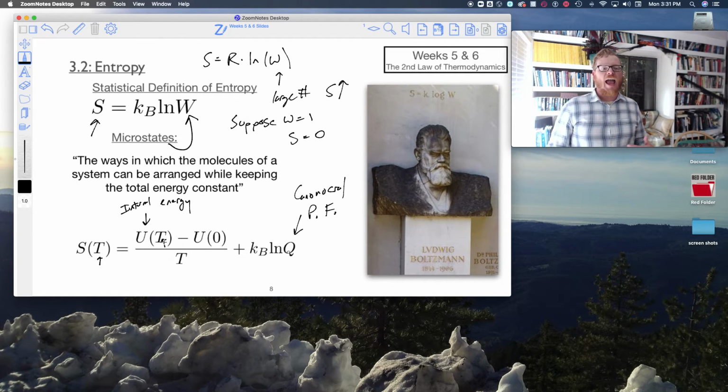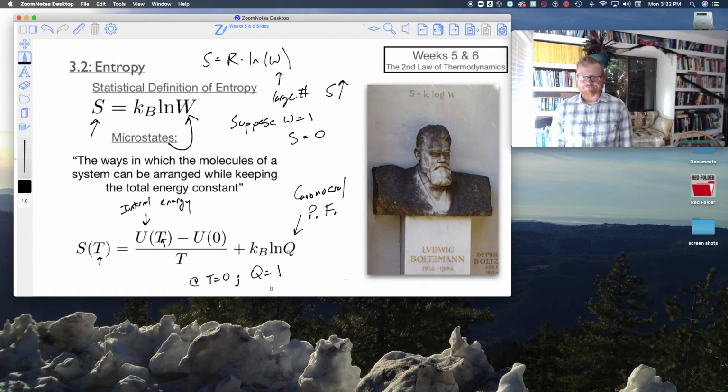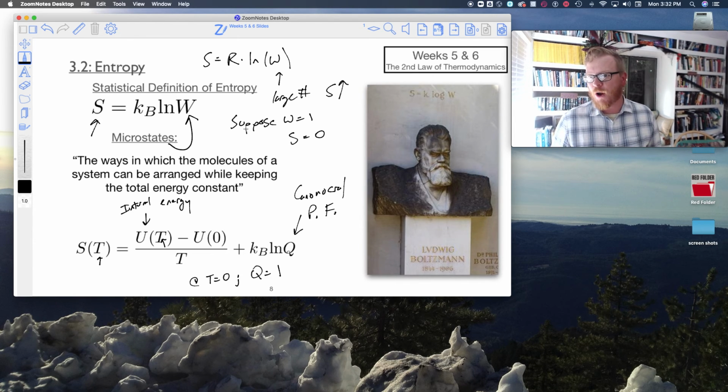And as you might guess, at 0 Kelvin, this equation will just give you S of 0 is k_B times natural log of Q, the partition function. So at T equals 0, I'm not going to show this, but we did talk about this earlier, Q is going to equal 1, okay? And so we would arrive at this same conclusion that at 0 Kelvin, we only have one singular way to arrange a system, and thus it's 0 entropy.